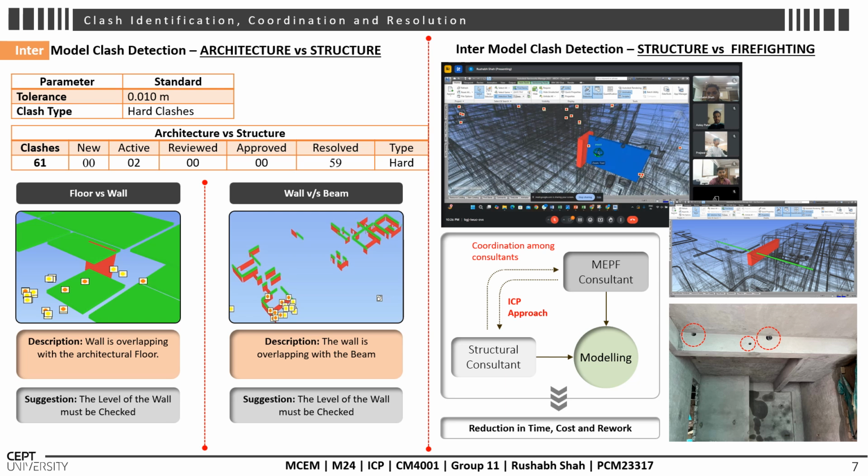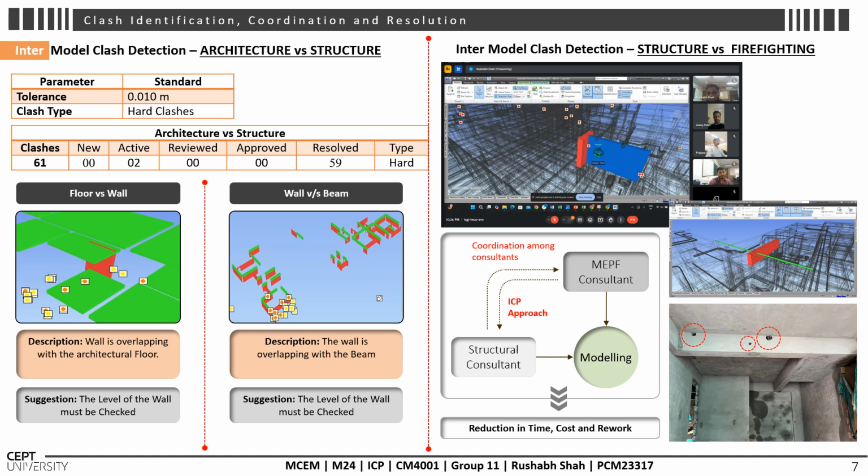After proceeding to inter-model clash detection, we display clashes between architecture versus structure. The tolerance limit remains the same as previously set, and we identified 65 clashes. From that, only 2 clashes remain active after applying rules and resolving some clashes in Revit. These 2 active clashes are shown in the slide.